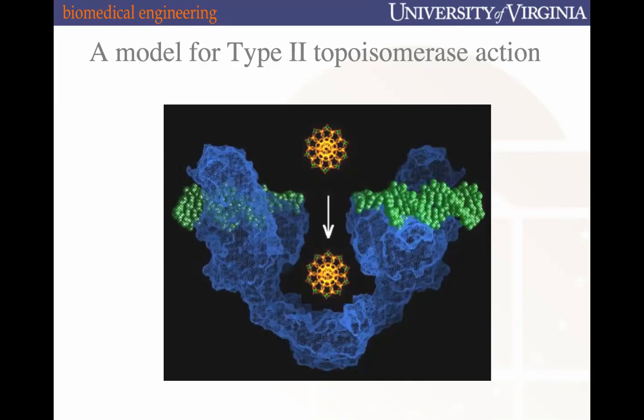What's causing the fact that there's more energy? Because with type 2, you're actually passing through another DNA strand, whereas with type 1, you're not doing that.